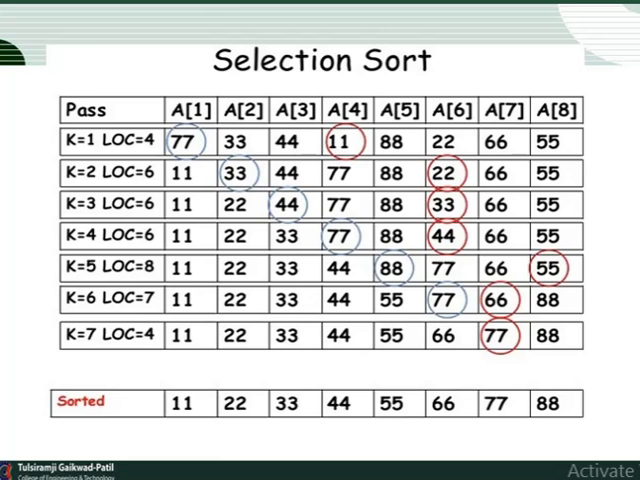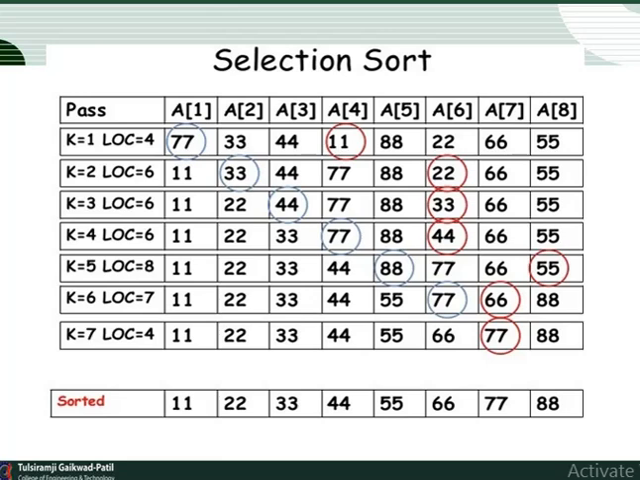Swap that 11 with the first position, that is 77. Definitely 11 will be at 77's position and 77 will be at 11's position. That means A4 is swapped with A1. Ultimately we can say that K is equal to 1, LOC is equal to 4.